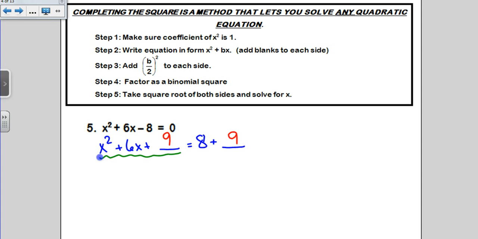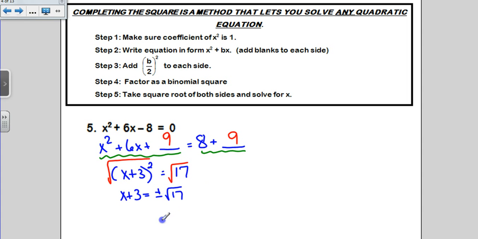Now you're going to take this trinomial and factor it, and we're going to add these together at the next step. So x squared plus 6x plus 9 becomes x plus 3 quantity squared, and then 8 plus 9 is 17. And then solve just like we did in 5.3. So we're going to square root both sides, and we're going to have x plus 3 equals plus and minus. Now the square root of 17 does not break down, so I'm just going to leave that as a square root of 17. And then your final step would be if you were to subtract 3 from both sides, you get negative 3 plus and minus the square root of 17.